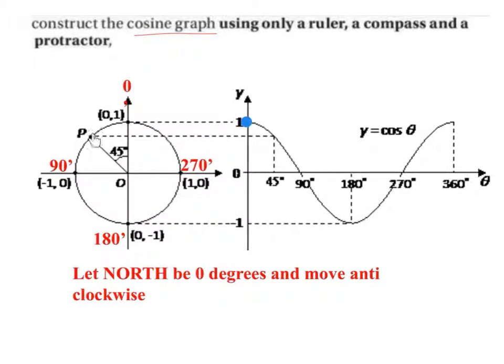Then we move anti-clockwise to 45 degrees, we draw a line across, and when we get to 45 degrees on our x-axis, we plot a point. We continue anti-clockwise to 90 degrees, we draw a line across, and when we get to 90 degrees on our x-axis, we plot a point. We continue anti-clockwise to 180 degrees, we draw a line across until we get to 180 degrees and plot a point, and so on. Then we join our points together with a curve.